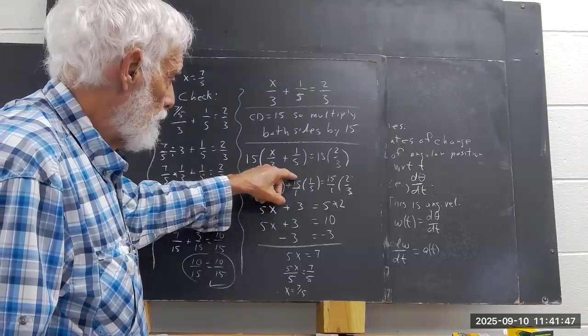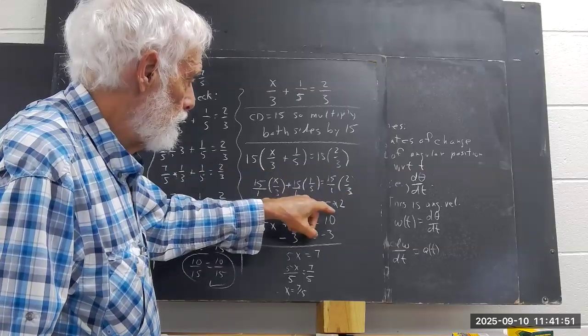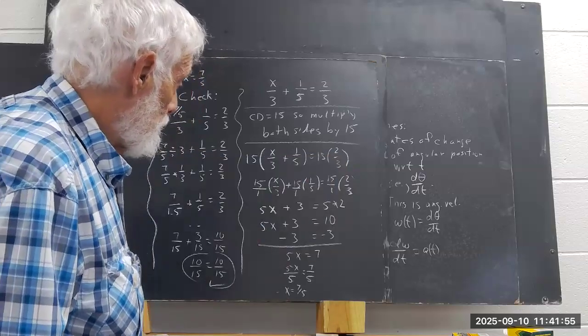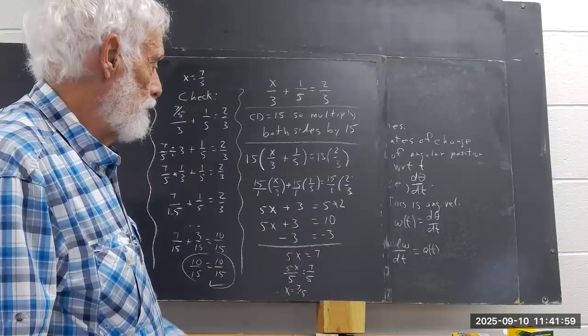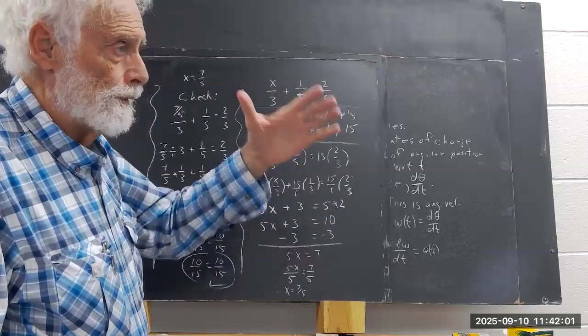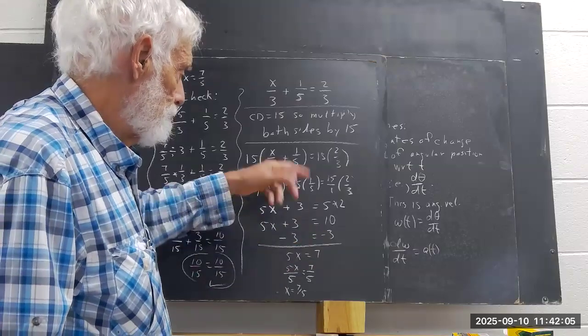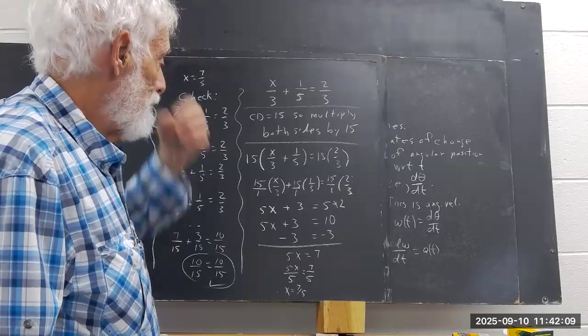And similarly, you can divide the 5 into the 15 here and get 3. You can divide 3 into 15 and get 5. Still have the 2 here. Then your equation becomes 5x plus 3 equals 10, and that's almost trivial to solve. You subtract 3, or when you subtract the equation, -3 equals -3 from both sides.